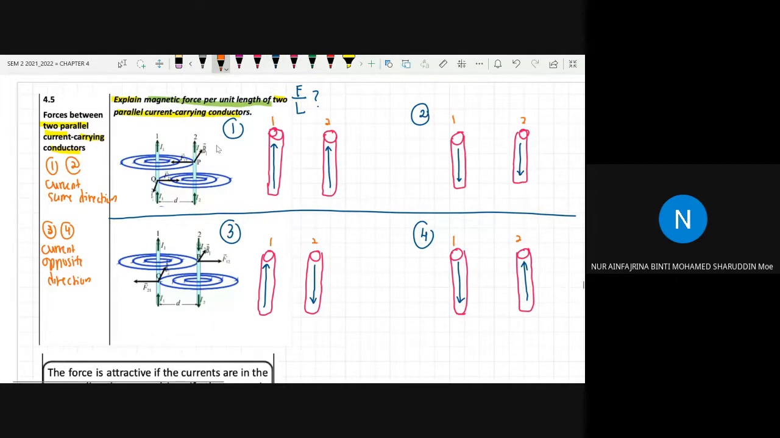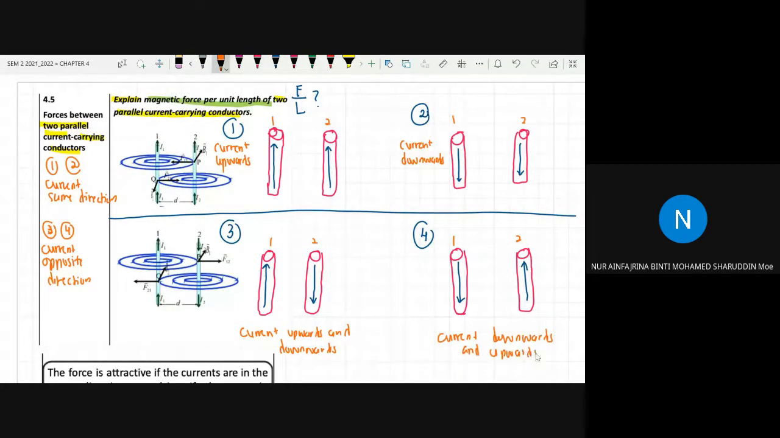Alright, so for this one adalah current upwards. Okay, yang ini adalah current downwards. Tulis dulu, Miss akan ajar. Ini adalah current upwards and downwards. Ini current downwards and upwards. Okay, lukis dan tulis dulu. So once you guys are done, bagi tahu Miss akan tunjuk video.